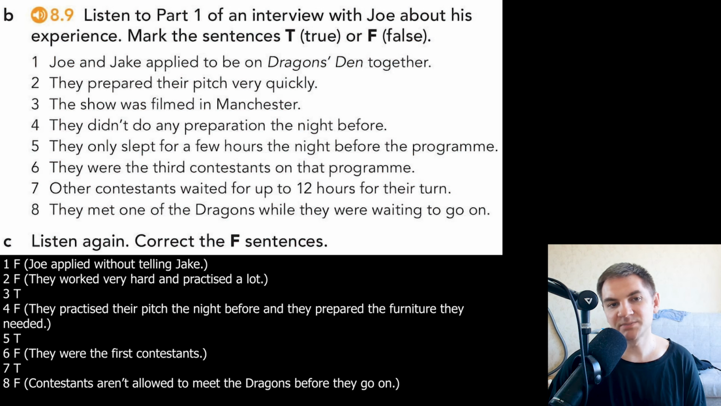4. They didn't do any preparation the night before. It's false. Joe explains two things they did the night before. First, they practiced their pitch during a run. "We actually went for a run, repeating the pitch over and over again." Second, they prepared furniture on the set. "You had to prepare everything in advance, like any furniture you need." So they did prepare a lot.